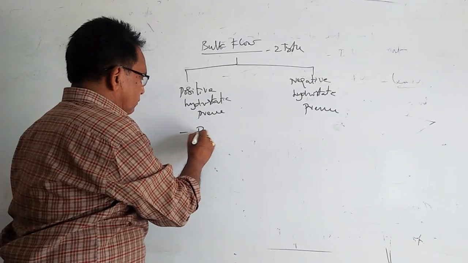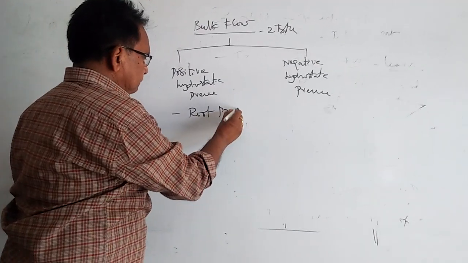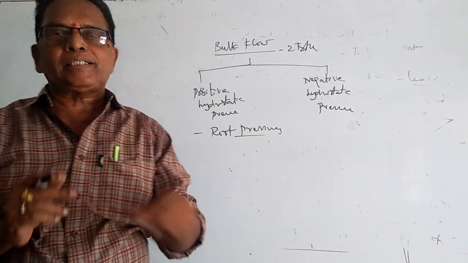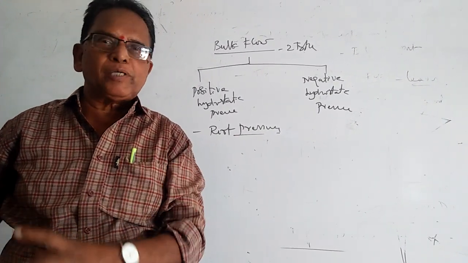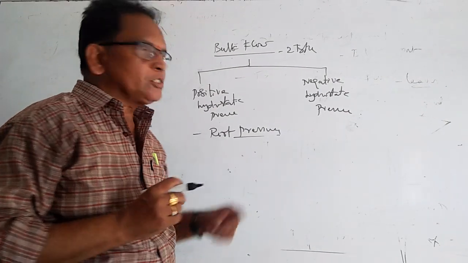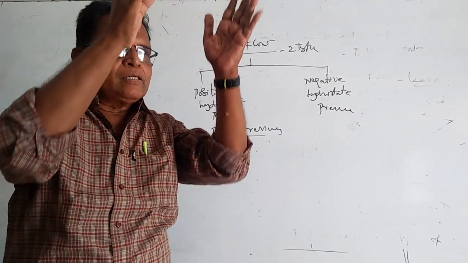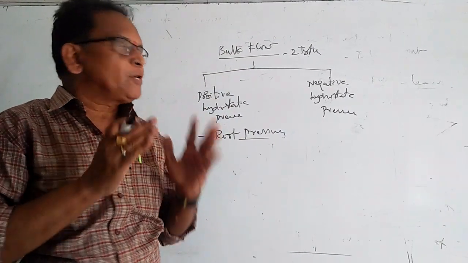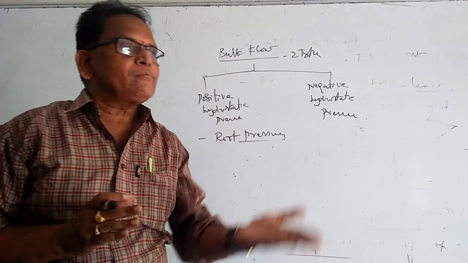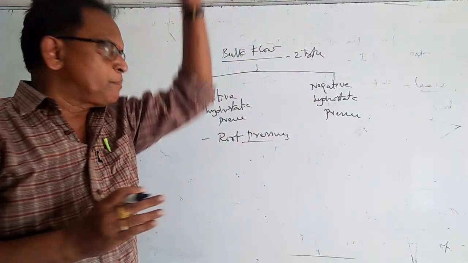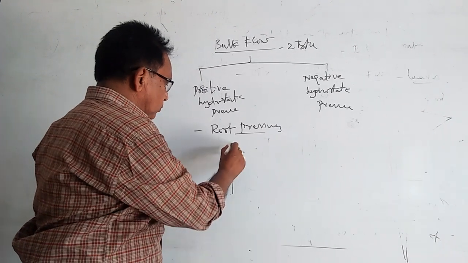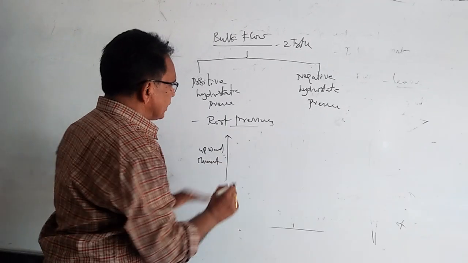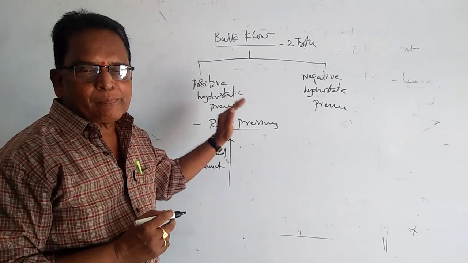Because of the development of this pressure known as the root pressure. Root pressure is developed inside the root system. So when the root system absorbs water, by the operation of this root pressure, a positive hydrostatic pressure is created inside the xylem. With the help of that positive hydrostatic pressure, the water will ascend or move up. So this root pressure is useful for the upward movement of water. This is one possibility.